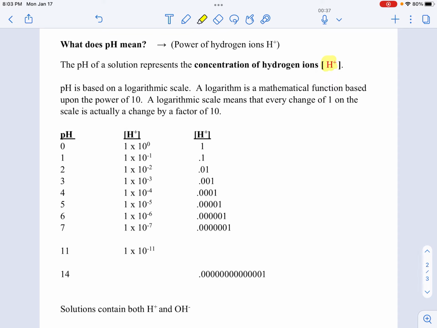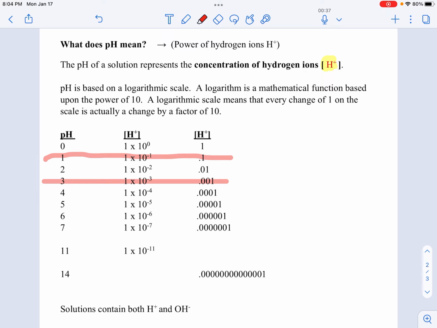Take a look at the first one. Let's highlight this one and put it in red since it's an acid. If you have a pH of 1, the hydrogen ion concentration is 1 times 10 to the negative 1, and if you convert that number into a decimal, it's 0.1. Makes sense. Let's compare that to a substance that has a pH value of 3. If you have a pH value of 3, your hydrogen ion concentration is 1 times 10 to the negative 3, and converted to decimal form, it's 0.001.